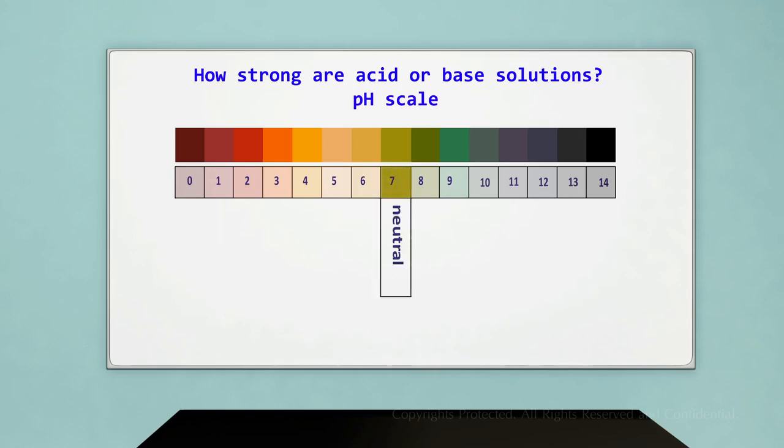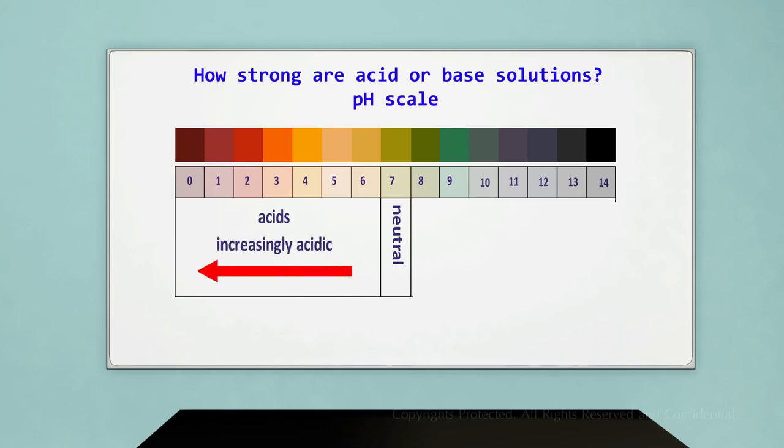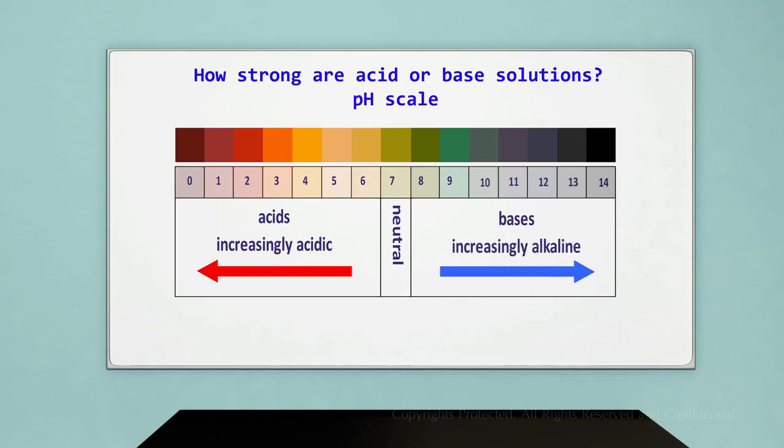The pH of a neutral solution is 7. Values less than 7 on the pH scale represent an acidic solution. The strength of the acidic solution depends on the number of hydrogen ions. Values greater than 7 on the pH scale represent a basic solution. The strength of the basic solution depends on the number of hydroxide ions.